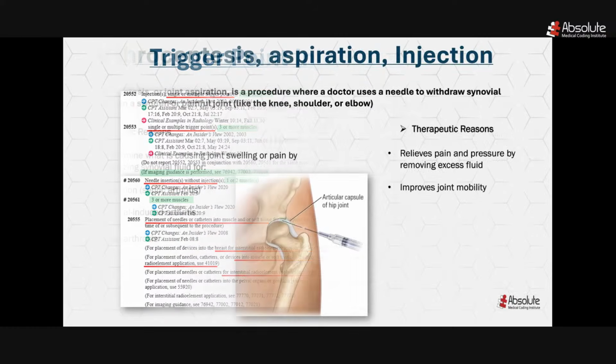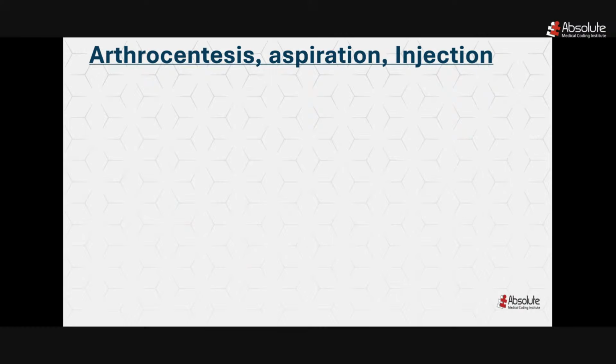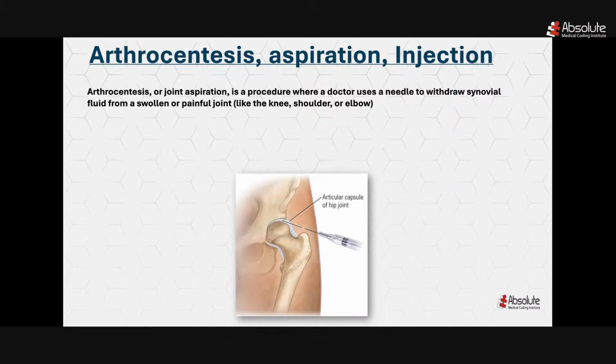Okay, now let's move on to the next important codes under the introduction and injection series. They are arthrocentesis codes, arthrocentesis aspiration or injection codes. Now, let's talk about arthrocentesis. It is also known as joint aspiration. So, arthrocentesis is a procedure where the physician uses a needle to enter a joint and withdraw the synovial fluid. So this is usually done in a swollen or painful joint such as the knee, shoulder, or elbow.